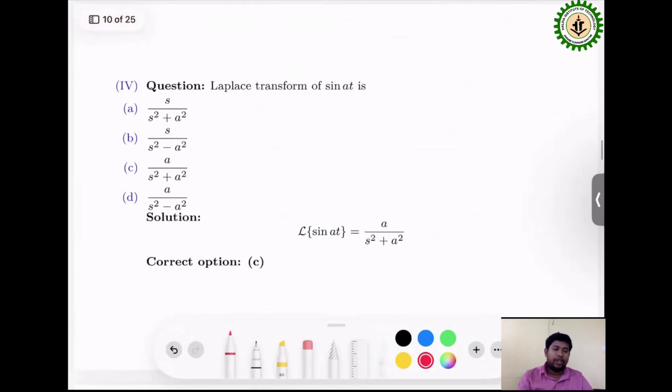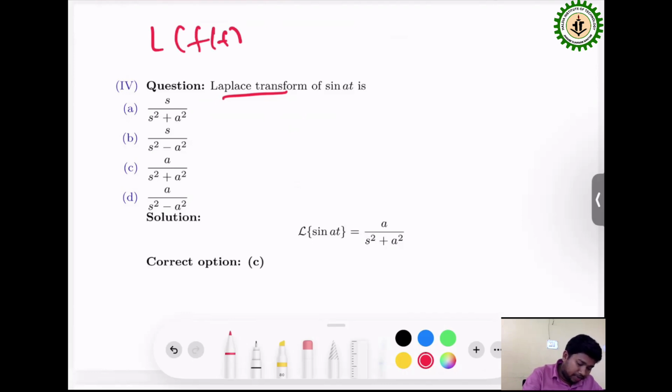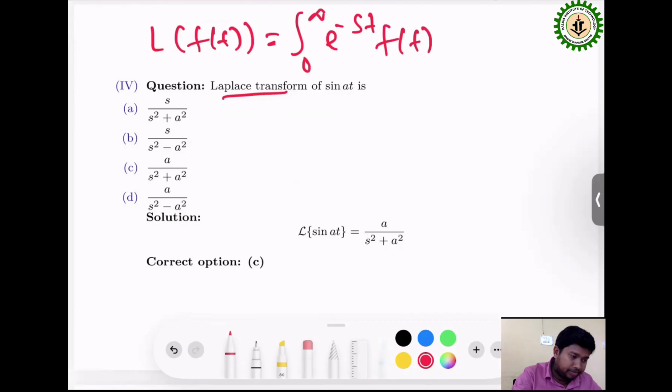Question number 4 is the Laplace transformation. What is the Laplace transform formula? L of f of t equals the integral from 0 to infinity of e to the power minus st times f of t dt, where f of t is any function and s is greater than 0. For this question, find the Laplace transformation of sin at.